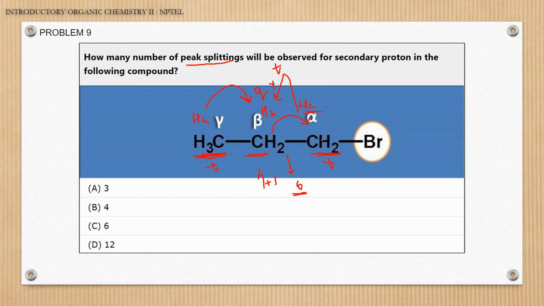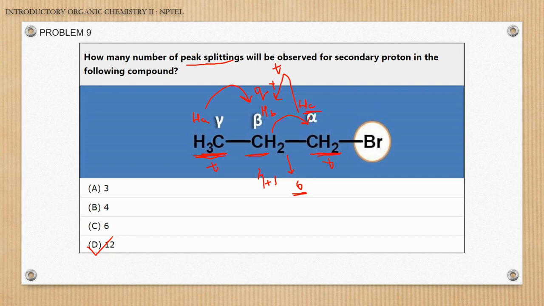Now how many peak splittings are there? Just count. 12. So total 12, because 3 plus 6 plus 3. So you will get a total of 12 peak splittings in this particular compound in the 1H NMR.